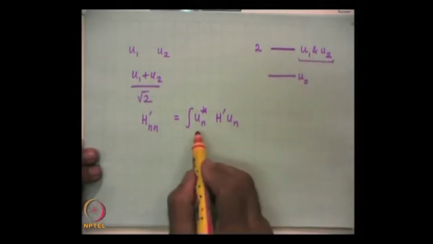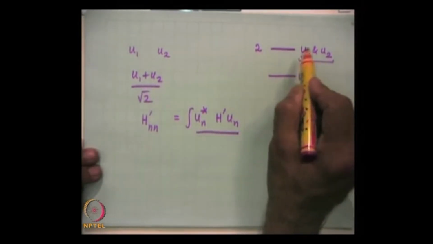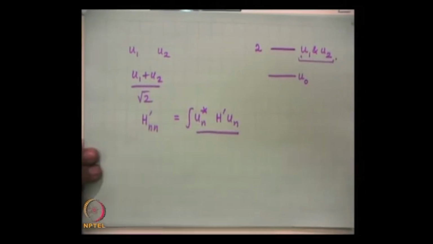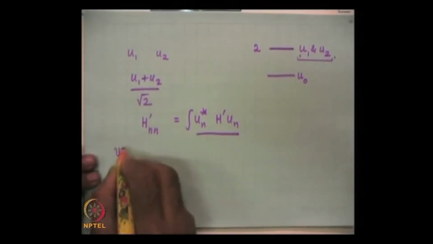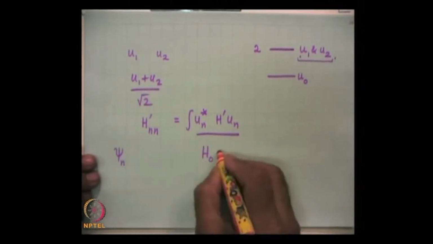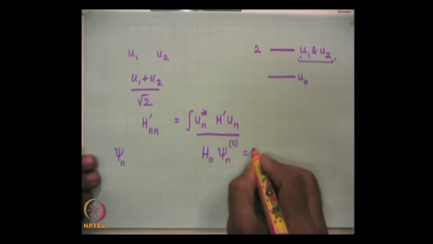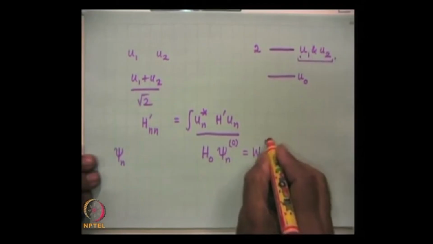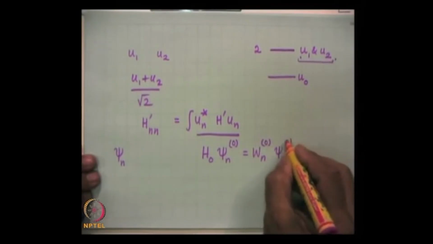Then to calculate this, should I use U1, should I use U2, or some linear combination of that? So, therefore, for psi n0, we had said that H naught psi n0 was equal to W n0 psi n0.